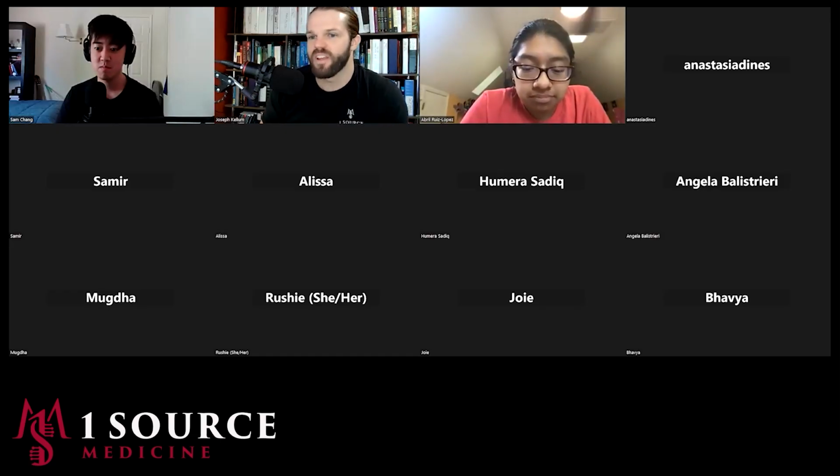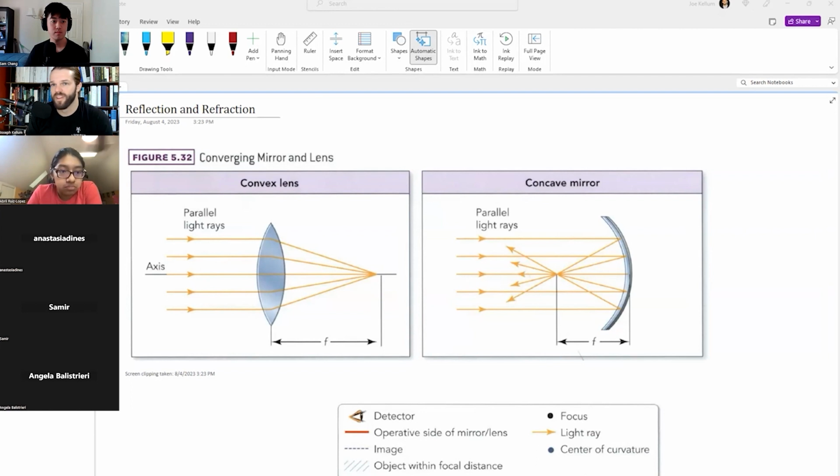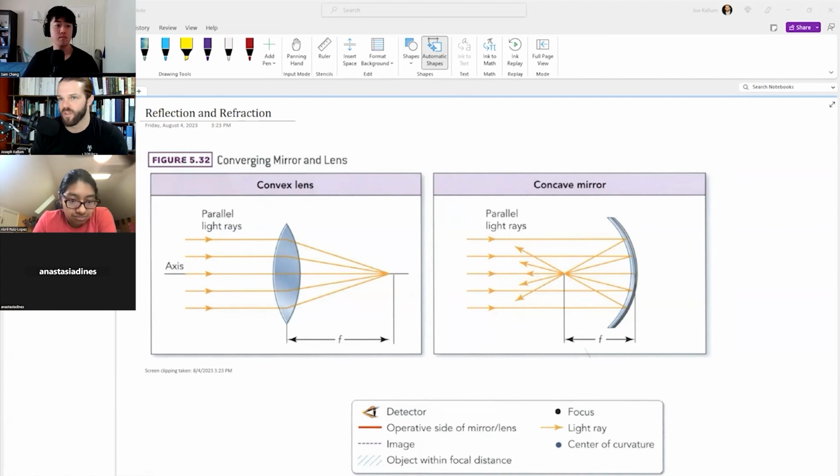Cool. I think the ray diagrams were something that, whenever I was studying for the MCAT, I had the hardest time with. That drove me absolutely crazy. One thing to note on the ray diagrams for all of you, you're not going to have to draw them on the test. You might have to sketch something out really quickly to help yourself think through a problem.